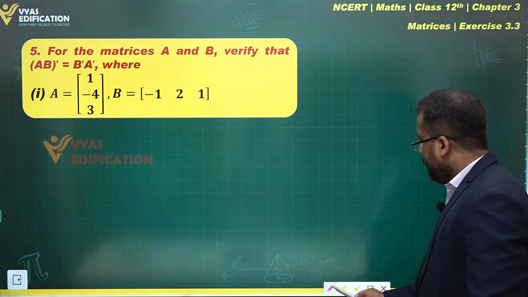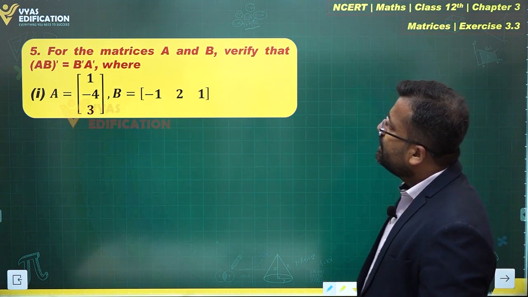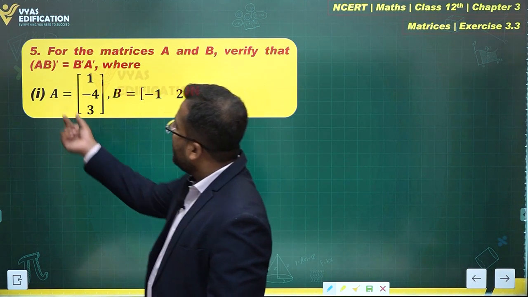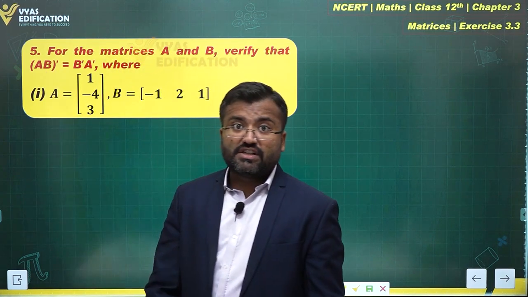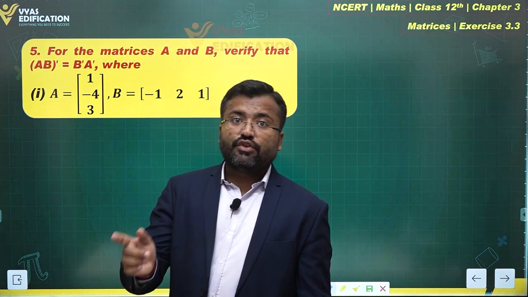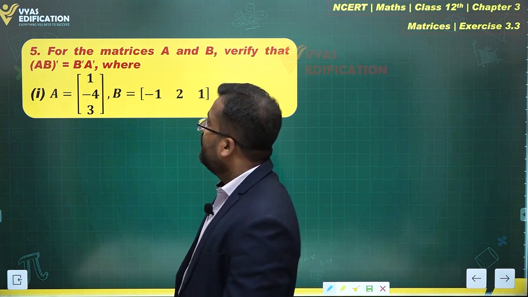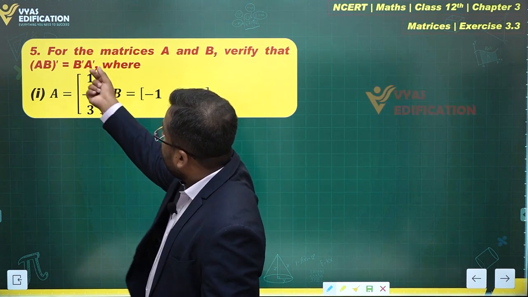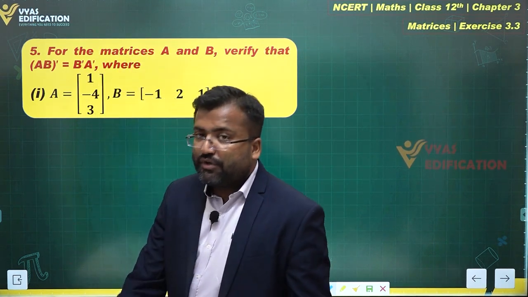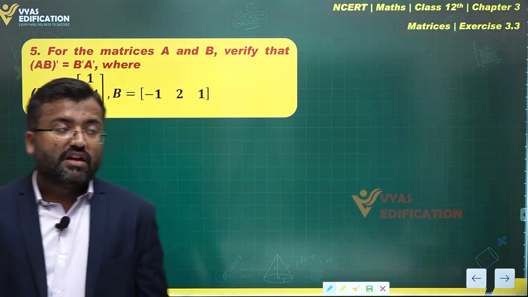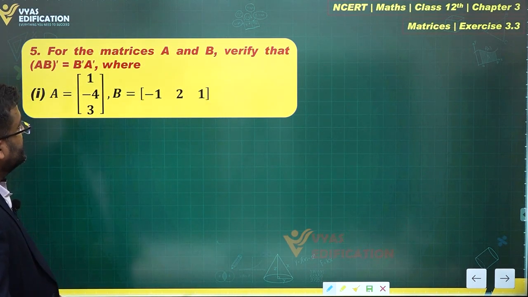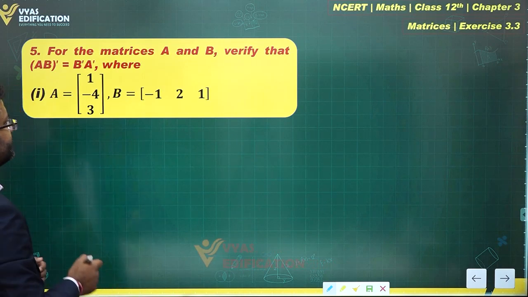Verify this basically. How do we go about doing that? In the LHS, as you may observe, you have the product AB. First, we have to find the product AB, and then take the transpose of that. For the RHS, we have to take the transpose first and then find the product, the product B transpose times A transpose. Let's try to do it.